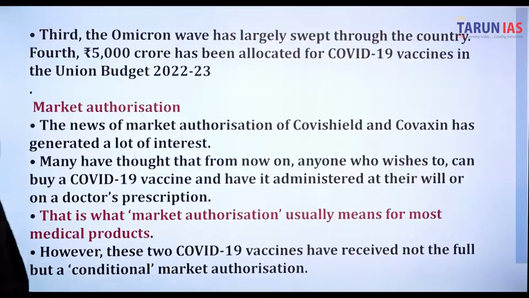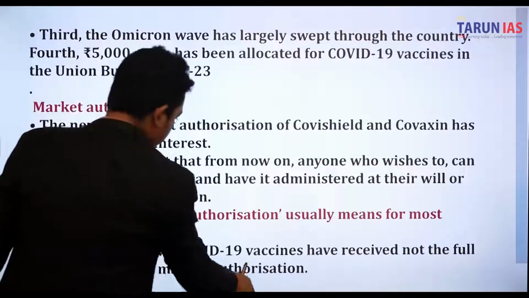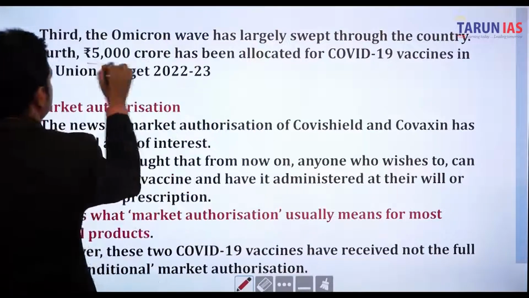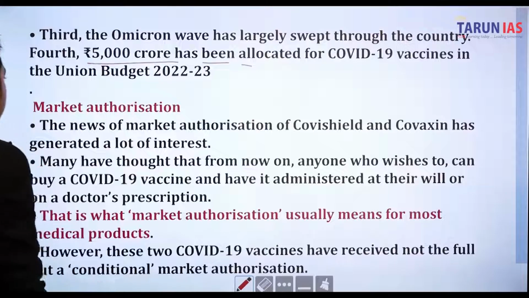Third, the Omicron wave has largely swept through the country. As we can see, this data is not so relevant. Here it is 5,000 crore or so, this is mentioned. So what is market authorization?